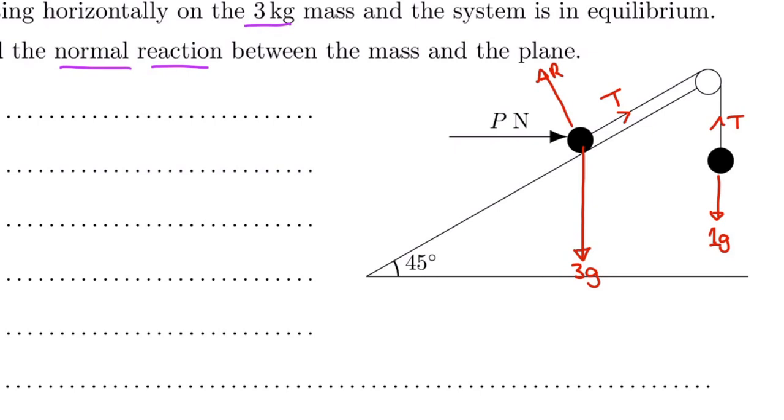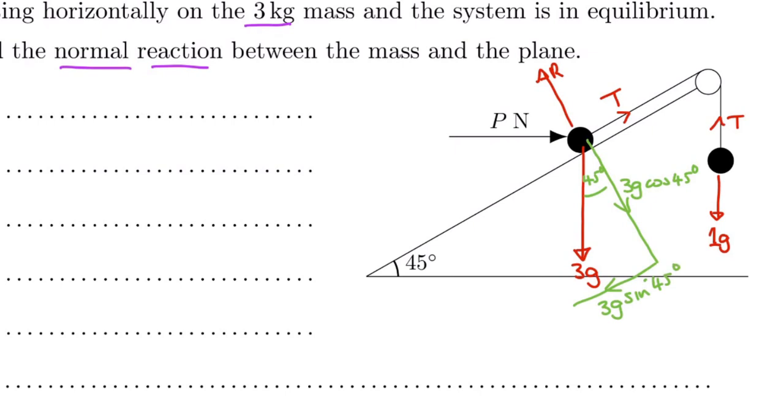So the first thing I'm going to do is resolve any force that is on the slope that is not parallel or perpendicular. I'm going to do that in green, and I'm going to start with the weight. So I'm going to resolve it, make it come down and across like that. So this is 45 degrees here. The vertical component will be 3g cos 45, and the horizontal component will be 3g sine 45.